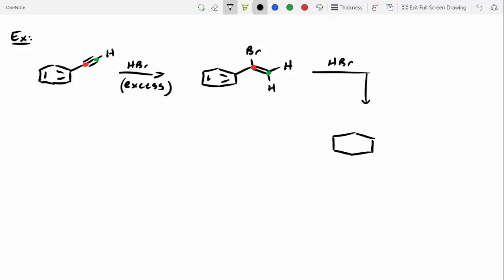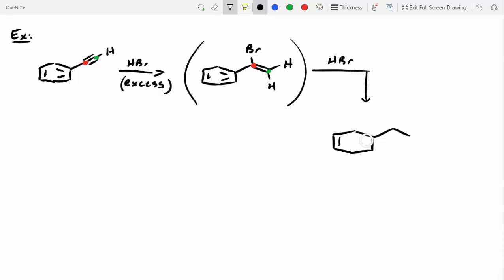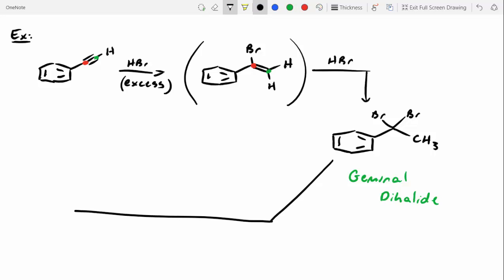So if it wasn't excess, then we'll stop at that point. Yeah, it would stop there if we didn't have excess. So this one's probably not going to be easily isolated in excess conditions because we're going to overshoot it and we're going to brominate twice. Chemistry is not easy, but it's fun. And this is called, again, a geminal dihalide. And a challenge for you guys to see if you were paying attention the other day: what if I want to go back to my starting material?